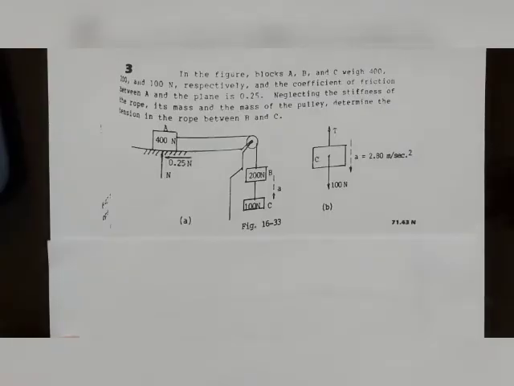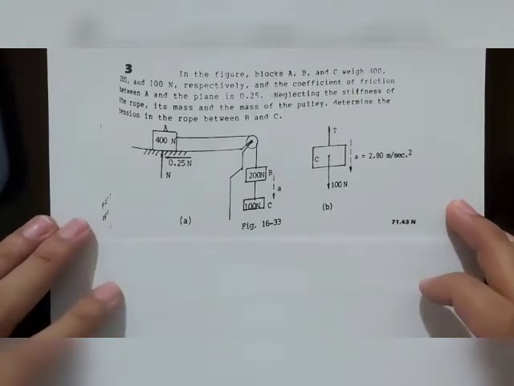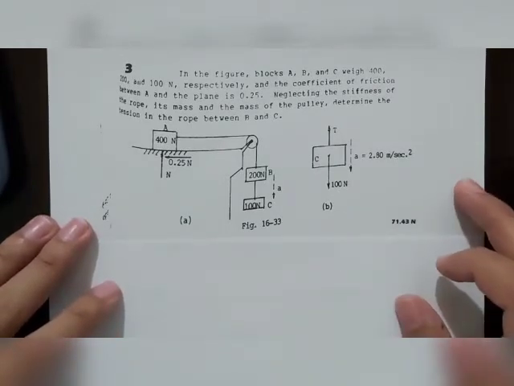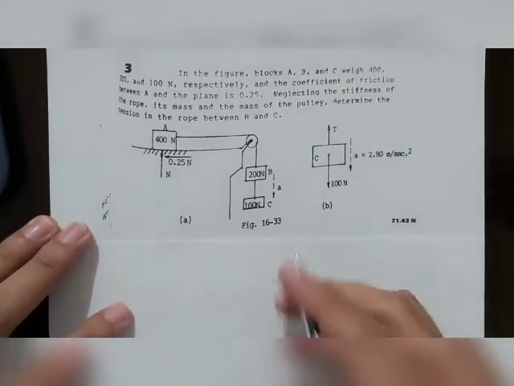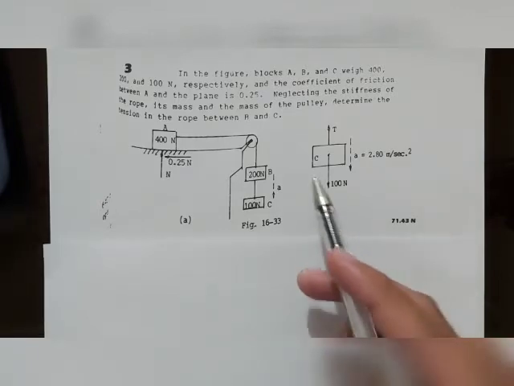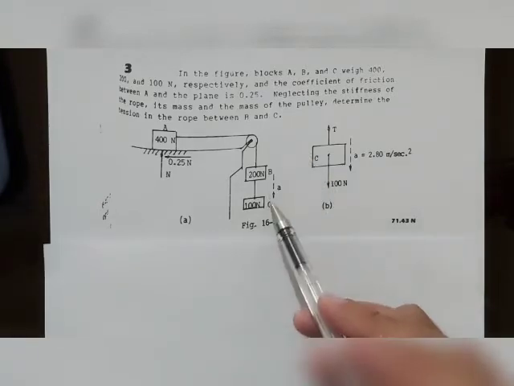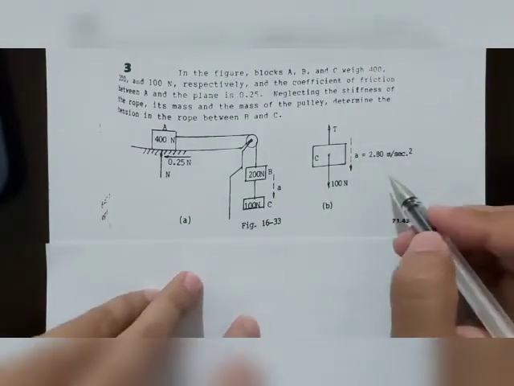Number 3. In the figure, blocks A, B, and C weigh 400, 200, and 100 Newton respectively. The coefficient of friction between A and the plane is 0.25. Neglecting the stiffness of the rope, its mass, and the mass of the pulley, determine the tension in the rope between B and C. Okay. So, ang pinapahanap is yung tension ng rope between B and C. So, ito lang yung figure na kailangan natin para sa problem set na to.